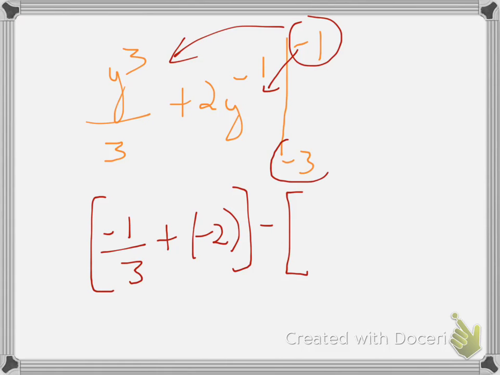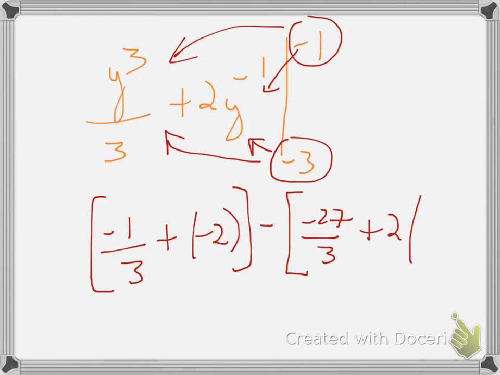Now we're going to take the lower bound and store that in. Well, -3 cubed is -27, and that's over 3. And then plus 2 times -3 to the -1st power. I know that's a lot of thinking and crunching, so we clean that up.